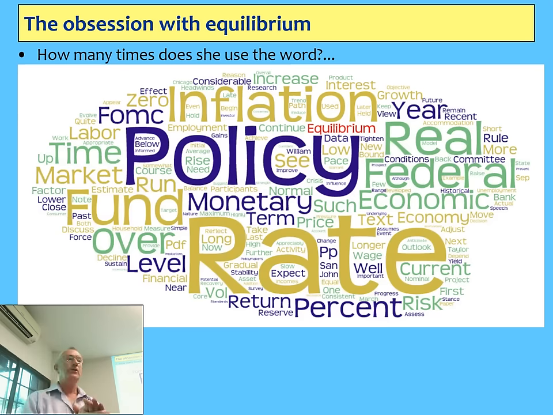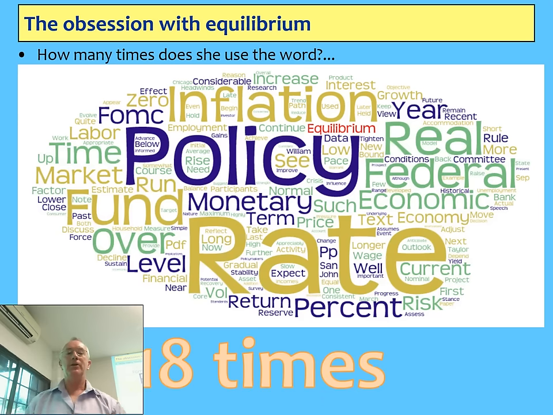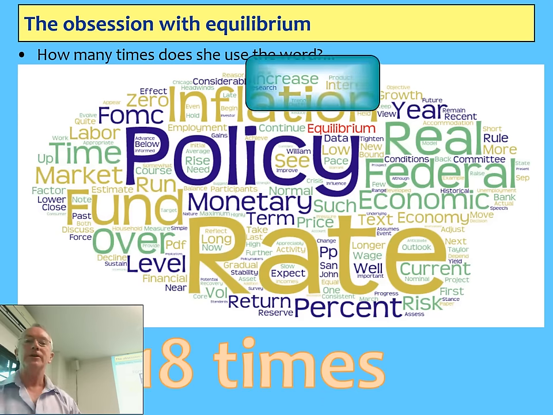And of course, she's talking about inflation because she's chairman of the Federal Reserve, and that's one of the dual mandates she talked about: controlling inflation and employment. I can't see employment there. I can see policy, so you're talking about the interest rate. Monetary, of course. Rates, that's the thing, percent. But she used the word equilibrium 18 times.